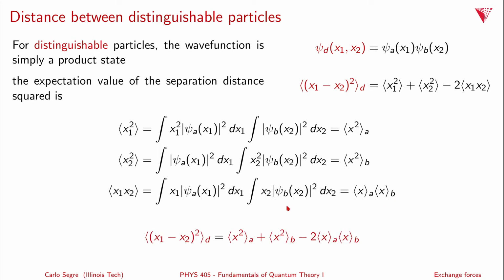So we can now build this quantity from up here, which gives me the expectation value of (x1 minus x2) squared in distinguishable particle states, which is equal to the expectation value of x squared in the A state, plus the expectation value of x squared in the B state, minus 2 times the expectation value of x in the A state times x in the B state.